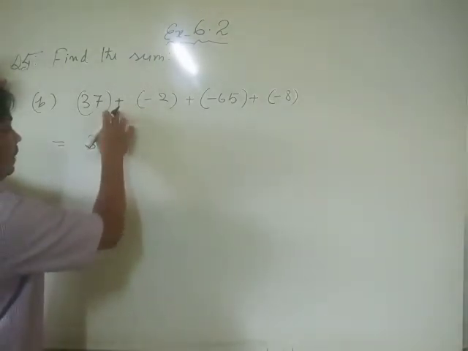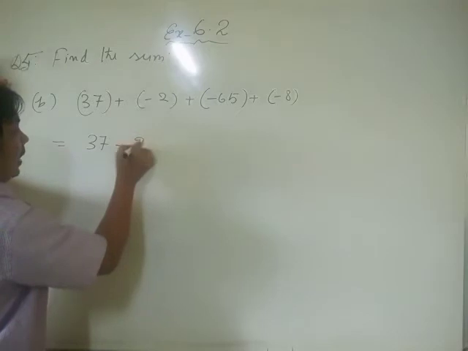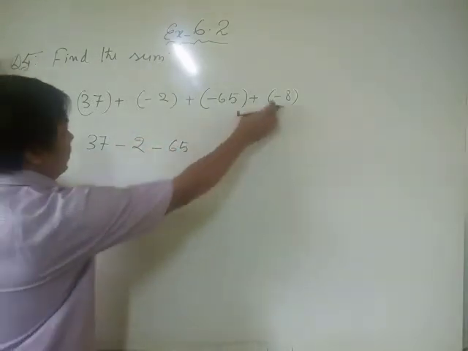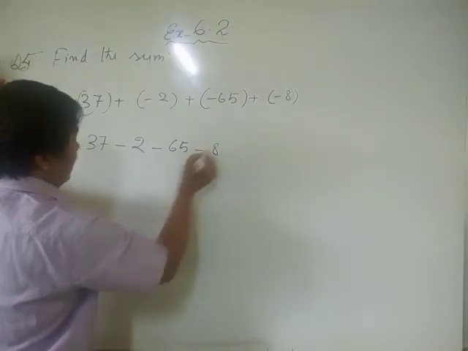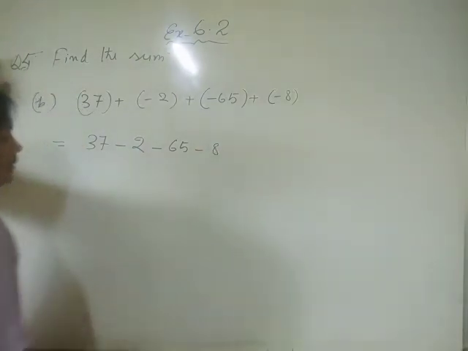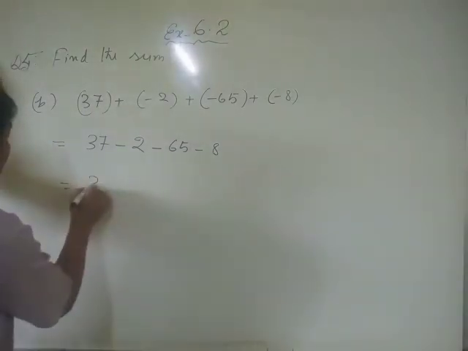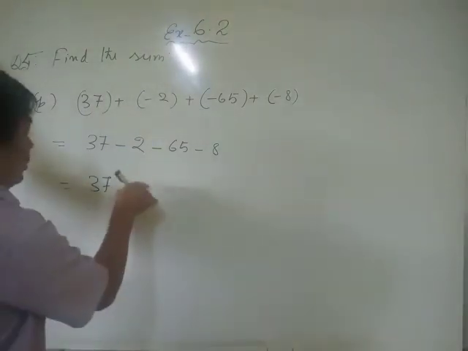So here plus minus, we'll take minus, isn't it? Now here also plus minus, we'll take minus 65. Here also plus minus, we'll take minus 8. See, all these three numbers have the same sign. They are the same integers. Add them first. It is 37, and their sign will be minus.